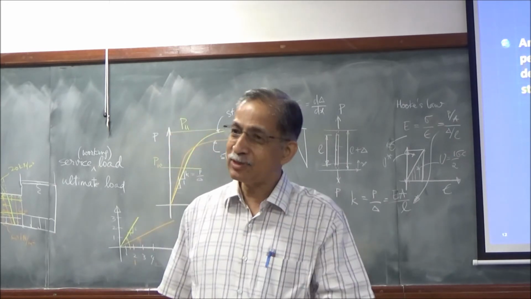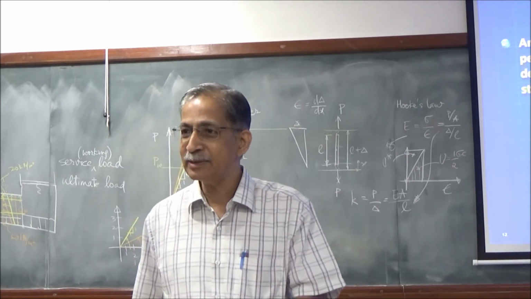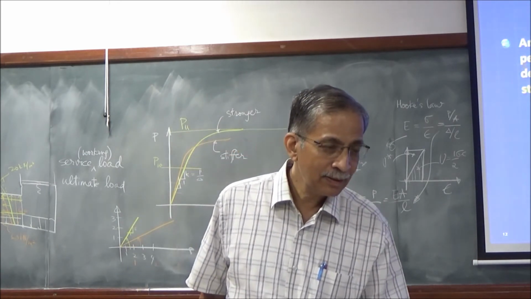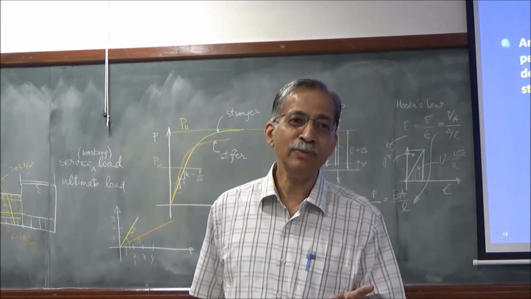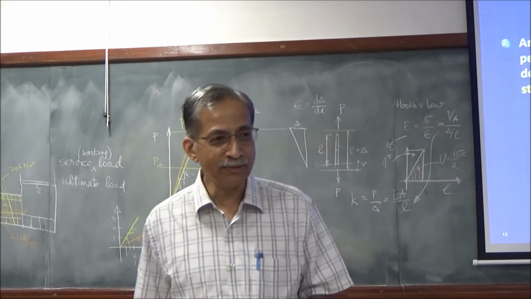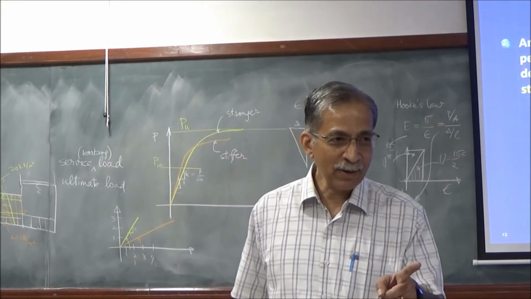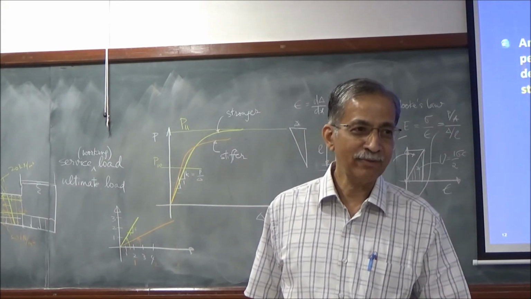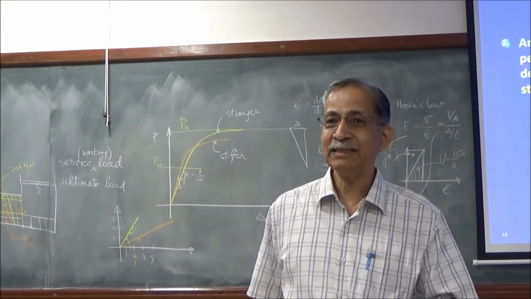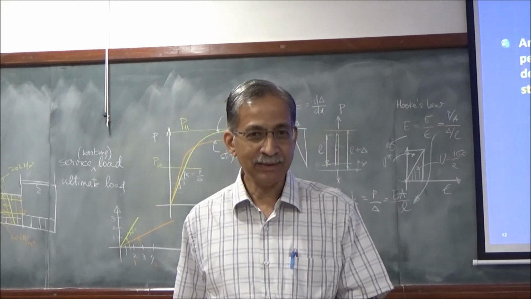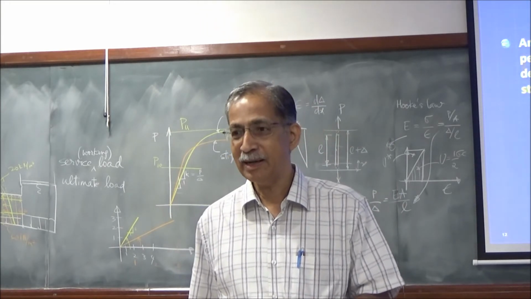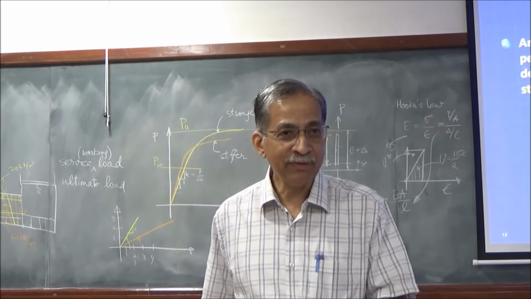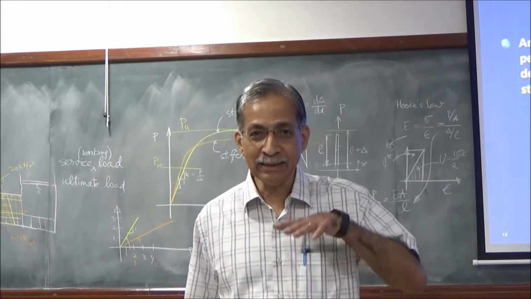Will you get the same strength when you do the cube and cylinder? What's the size of the cube? 15 centimeters. See, you must be consistent in your units. We are using SI units. You stay with millimeters. It's 150 millimeters. 150 millimeters. And cylinder? 150 millimeter diameter and height.